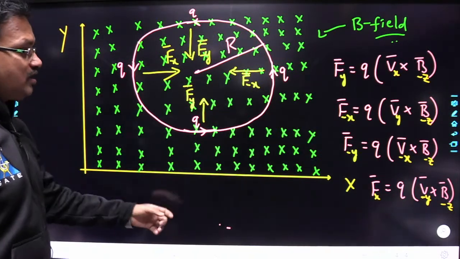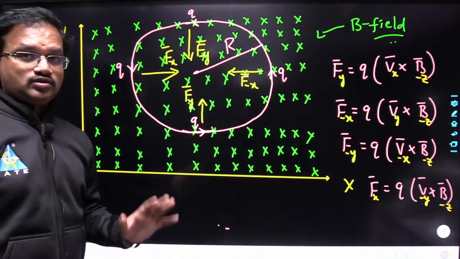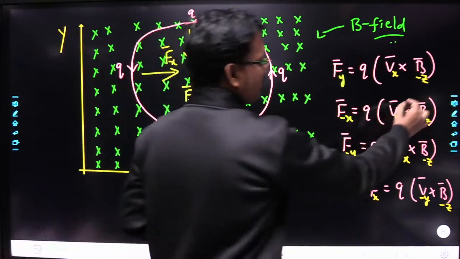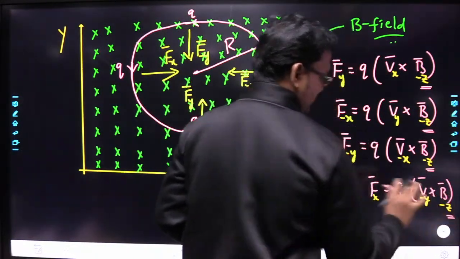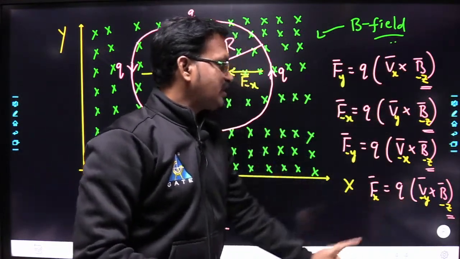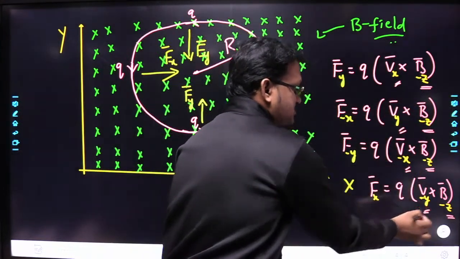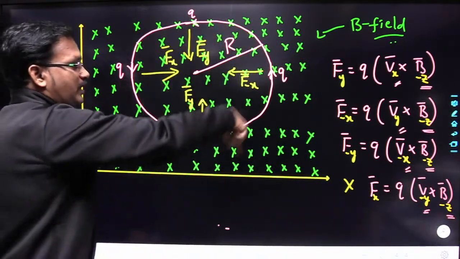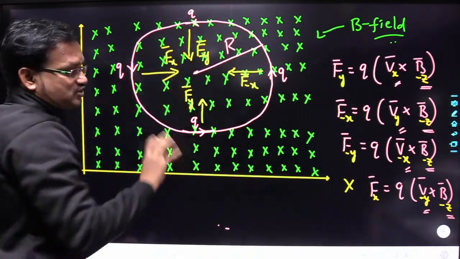Okay, so here you have to understand one more thing. That is the B field. The B field is always pointing in the negative z direction. And the velocity is always present in which plane? It is present in the xy plane. So the velocity is in the xy plane, and the B field is perpendicular to this xy plane.